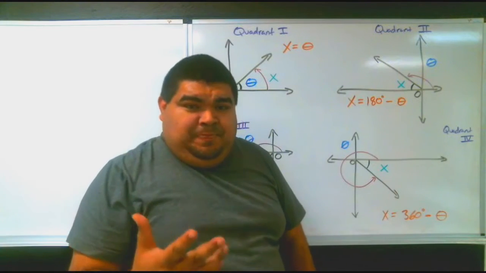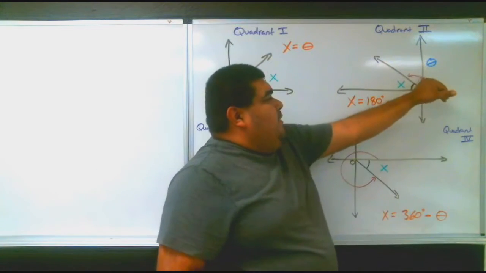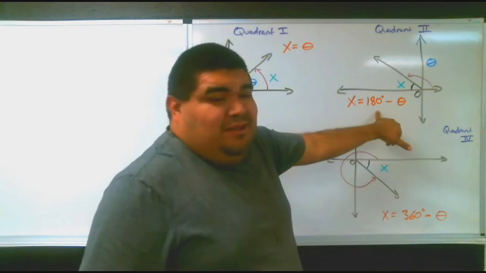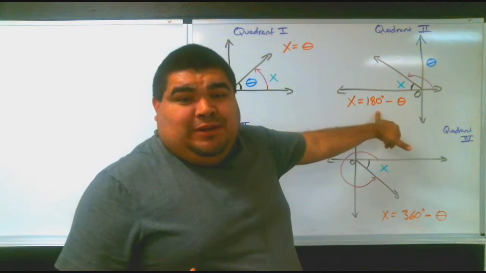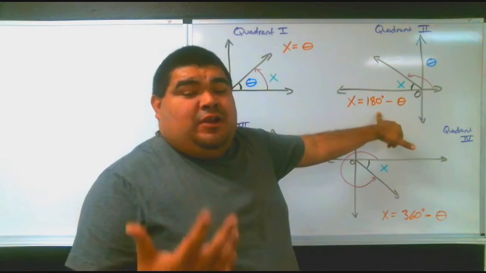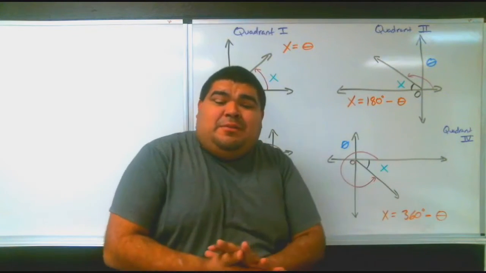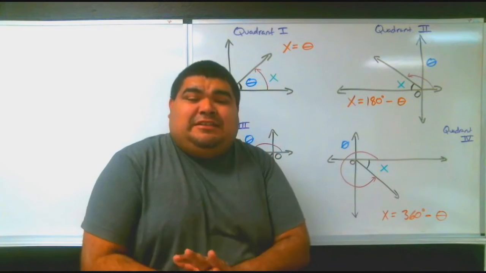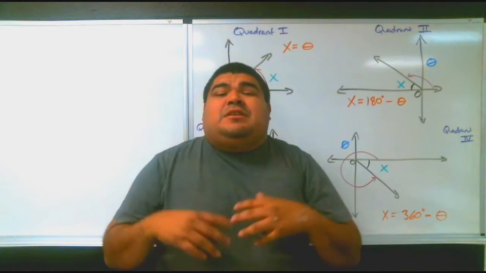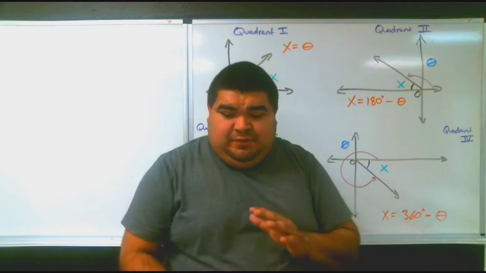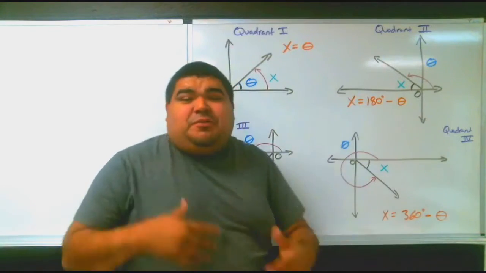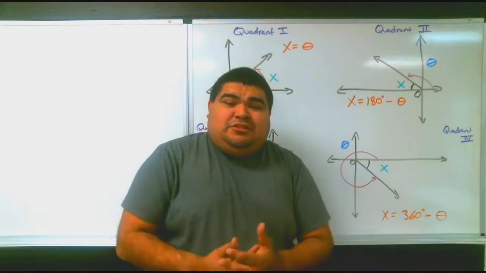For example, if theta was 120, we'll say 180 minus 120. For the ones that don't know how to do it in your head really quick, 180 minus 120 is 60. That means x equals 60 degrees. Obviously, I'm going to do a few more examples, just so we can understand how it works.